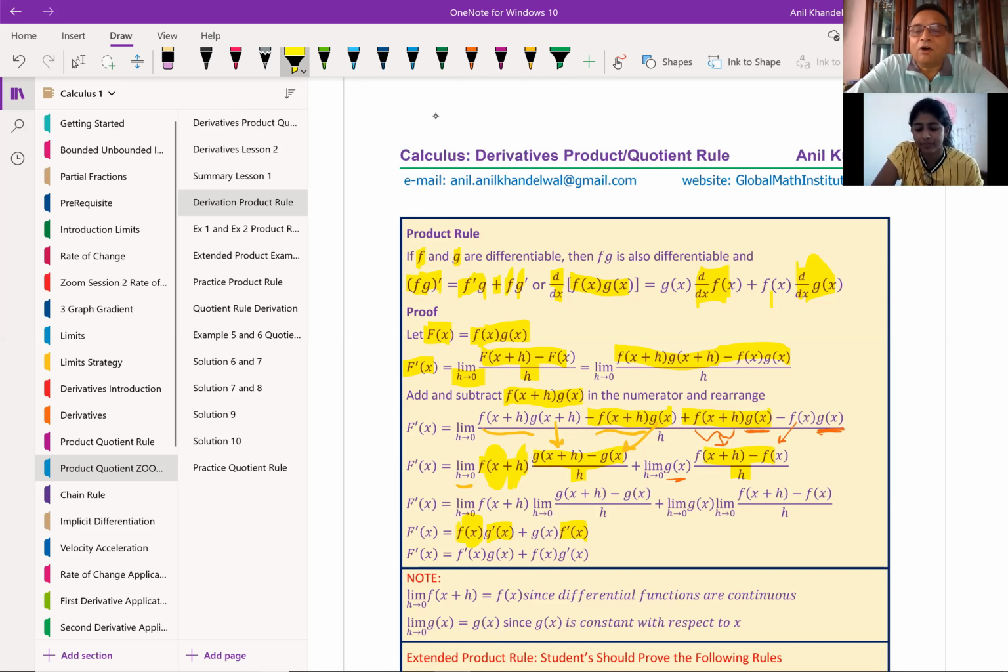On the other side, we have a term g of x, which is independent of h. There is no h in this, correct? So we could write the term straight. And that's the formula for the derivative of the product of two functions. You see that? All right.